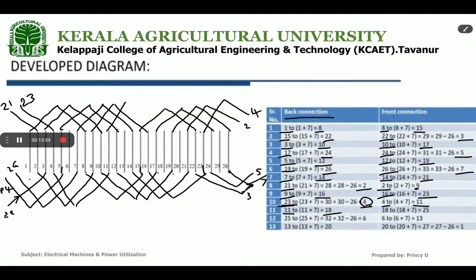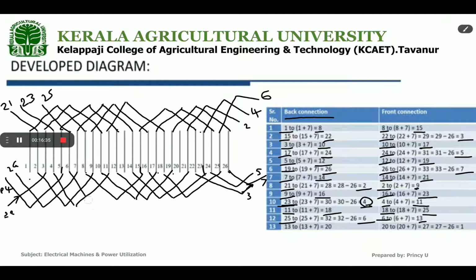Okay. And from 11 to 18, and from 18 to 25. On the lower side, 18 to 25, mark it here. Then from 25 to the 6th conductor. So 25 to the 6th conductor, mark here. So at the 6th you should mark 25. Okay.